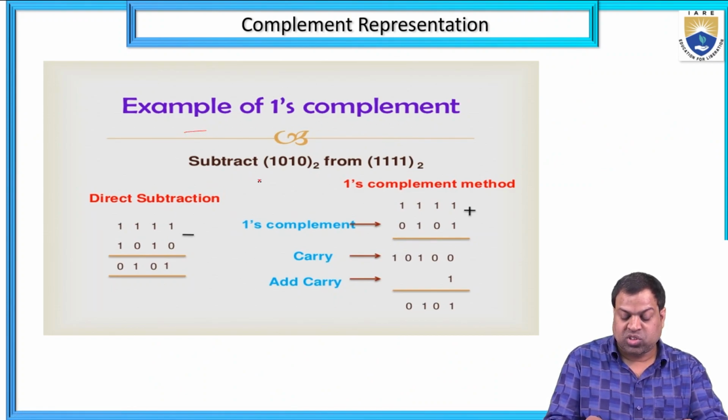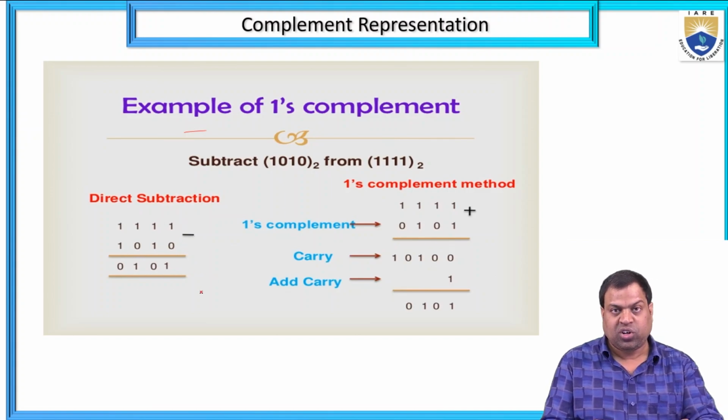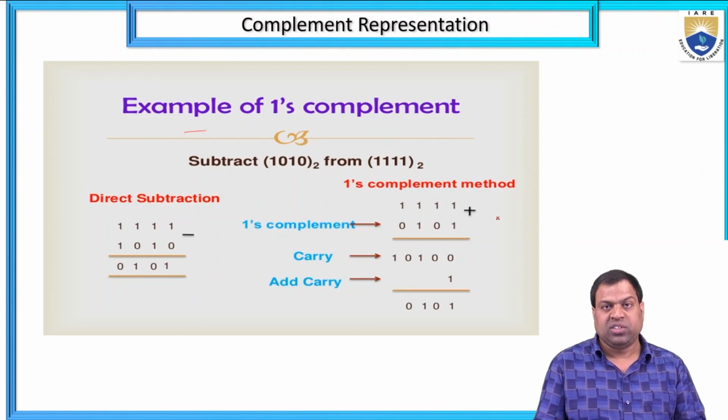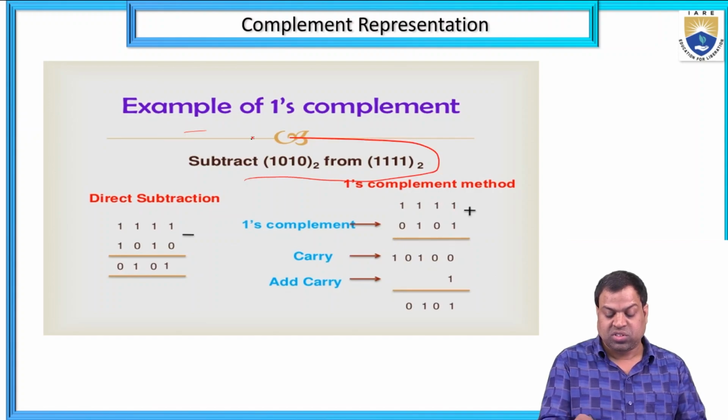Example of 1's complement: subtract 1010 base 2 from 1111. We are subtracting smaller from larger. Normal or direct subtraction of 1111 minus 1010 gives 0101. But here it is asking for an example of 1's complement, so we perform 1's complement on the subtrahend, the smaller value. 1111. What is the subtrahend value now?